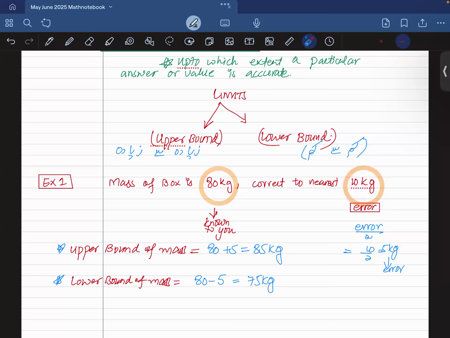So you will divide the error by 2. You can see that 10 divided by 2 is 5 kg. So it means that it can be 5 kg up or 5 kg down. So the upper bound of the mass would be 80 plus 5, which would be 85 kg. And the lower bound of the mass would be 80 minus 5, which would be 75 kg.